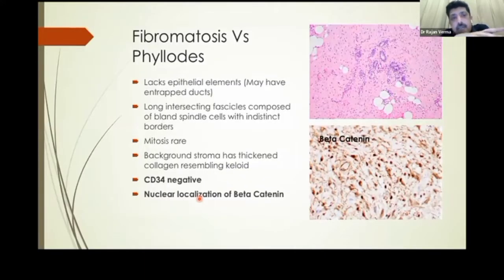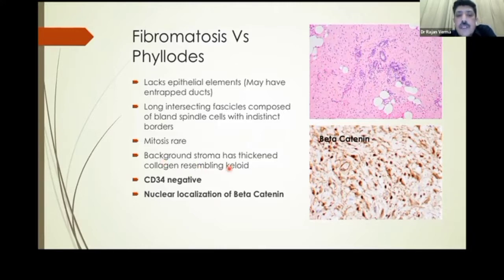Another entity is fibromatosis versus phyllodes. Fibromatosis of the breast generally lacks epithelial islands, but as you see here, these long intersecting fascicles of bland spindle cells can engulf or entrap these benign looking ducts here. Then it becomes a bit challenging.